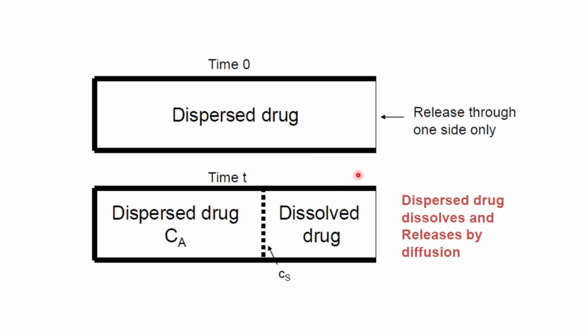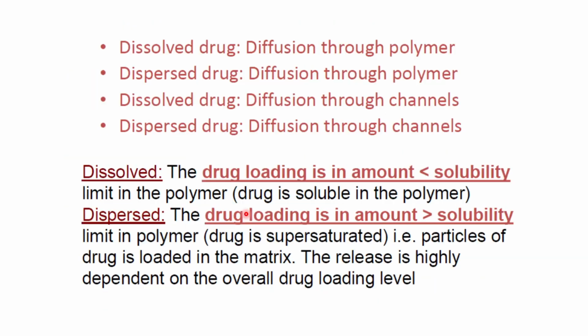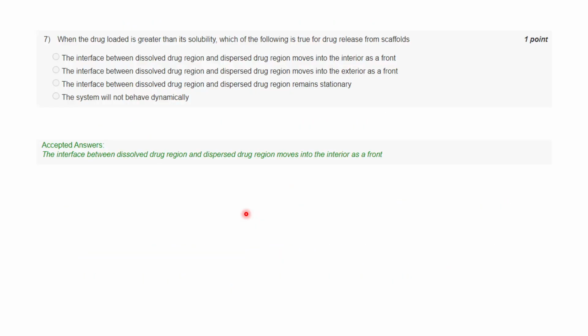After some time, let's say at time t, this interface is going to start moving inside, because initially your dissolved drug will be here. As time goes on, your dissolved drug will be here, because then there's nothing here. Your dispersed drug has started to move outside. It will first dissolve in this membrane and then it will go out. So as time goes by, the interface between your dispersed drug and dissolved drug is slowly going to start moving inside. So that's what the question is asking us. The correct option is the interface between dissolved drug region and dispersed drug region moves into the interior as a front. Is this making sense?